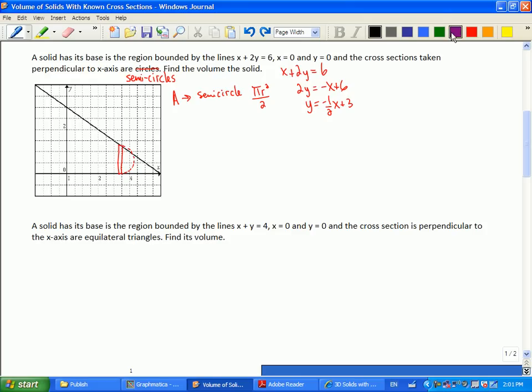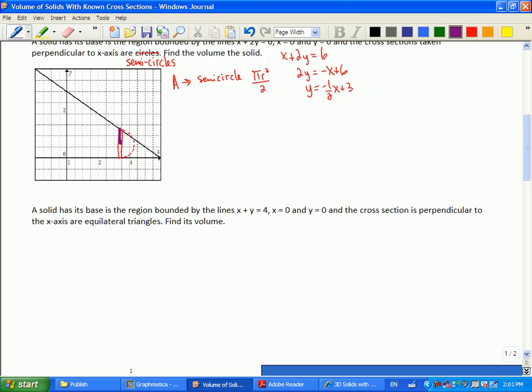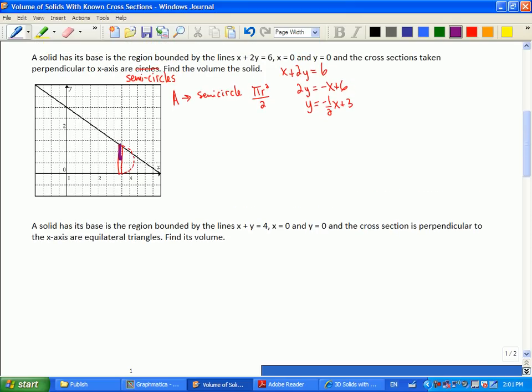Maybe I'll pick a different color. Let's try purple. So if that was my radius, can anybody describe how to find that radius? The function's height divided by 2. Yeah. This would be the entire function, but that would be the diameter of the circle. So I don't want to use the entire thing. I only want to use half to get the radius.